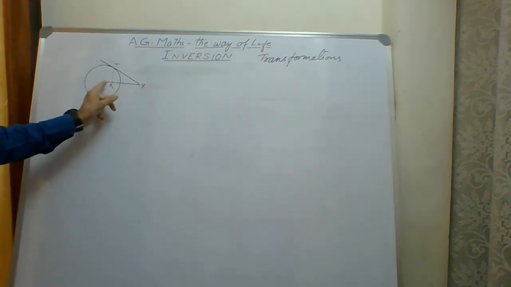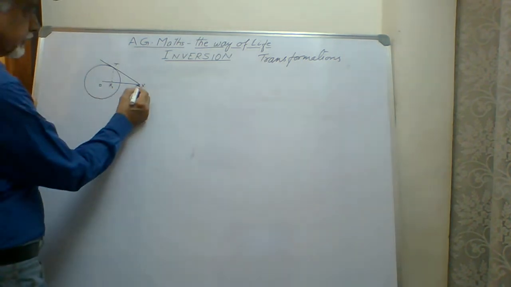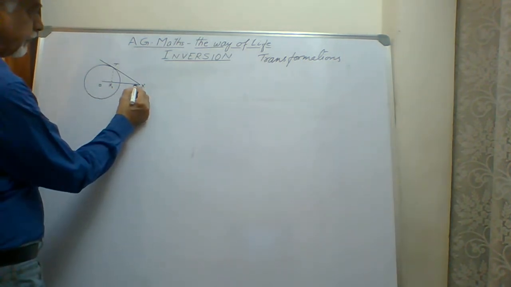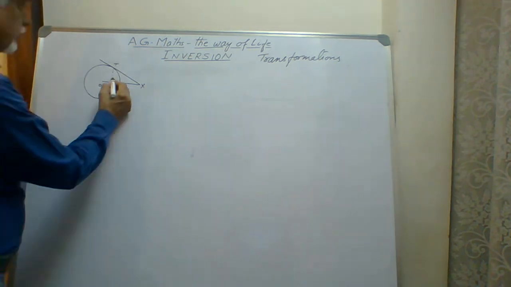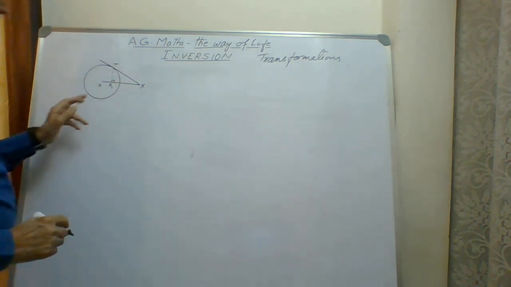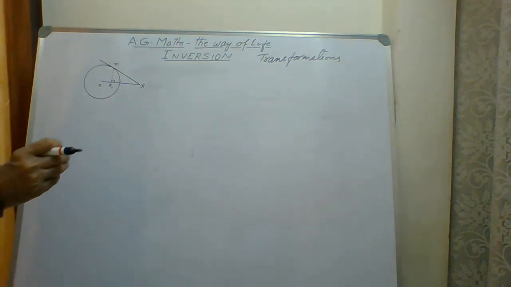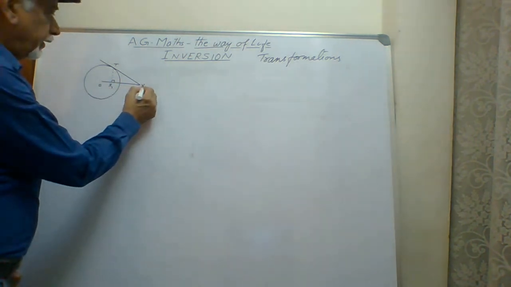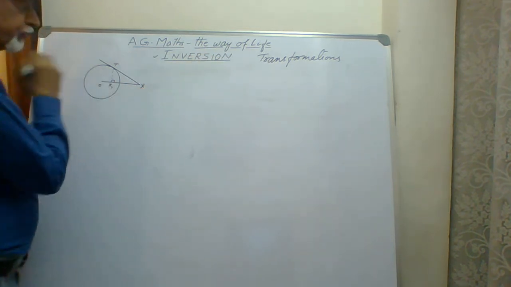What we did: we joined the center to X, then from X we drew a tangent to the circle, and from the tangent point of contact we dropped a perpendicular on the line OX, and the point where it reaches is the point which has moved in inversion. Inversion makes X to X1. That is how the point has moved.